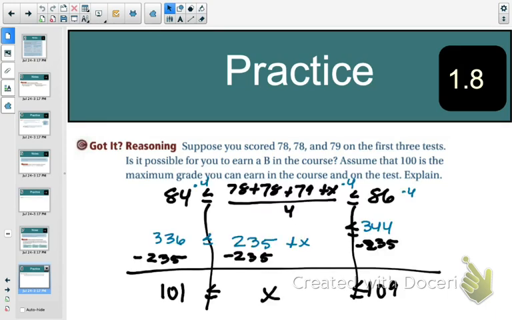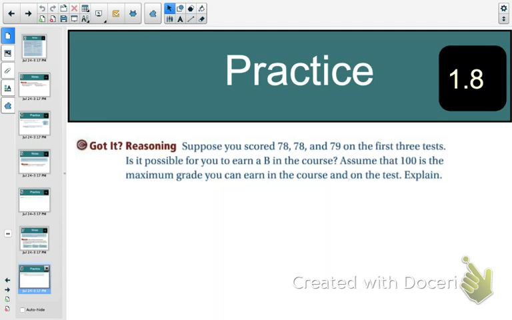All right, so when you go ahead and do that, you get x's between 101 and 109. So if you want to get a B, you have to get above 100%, which in most cases is not going to happen. It says assume the maximum grade is 100. So in this case, you cannot get a B. You're going to have to settle for a C. Sorry, kids.